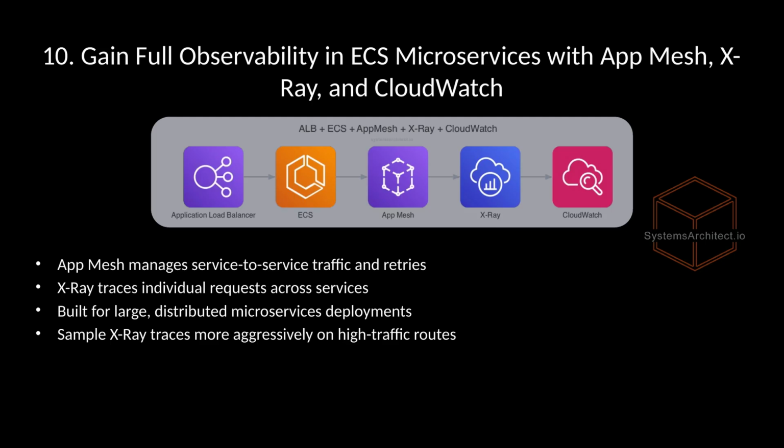How do you find which service actually failed? It turns a tangle of service-to-service calls into something you can reason about, tracing a failed request back to the exact dependency that caused it. It's built for large-scale distributed applications where the number of moving parts has outgrown what logs alone can explain. Sample X-Ray traces more aggressively on your highest traffic routes, since that's where a costly latency spike is most likely to hide.